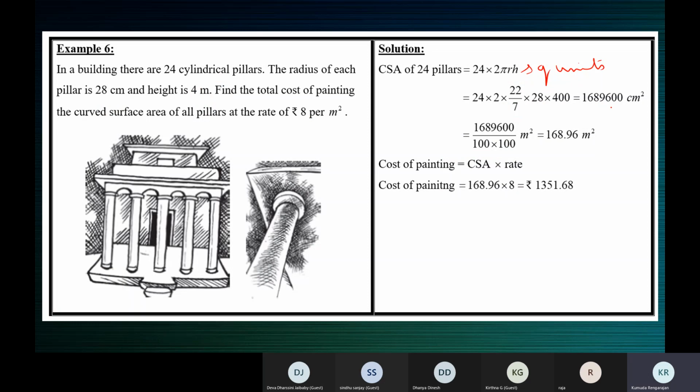So this is in centimeter. This is also in centimeter. So the answer area is in centimeter square, but we have to convert it to meter square. So to convert centimeter to meter, divide by 100. Centimeter square to meter square, divide by another 100. Then it's converted to meter square. And you can understand this. Place a decimal: 1, 2, 3, 4. 1, 2, 3, 4 here. 168.96 meters square. Now the cost of painting is CSA into rate. So CSA into rate, which is this one.